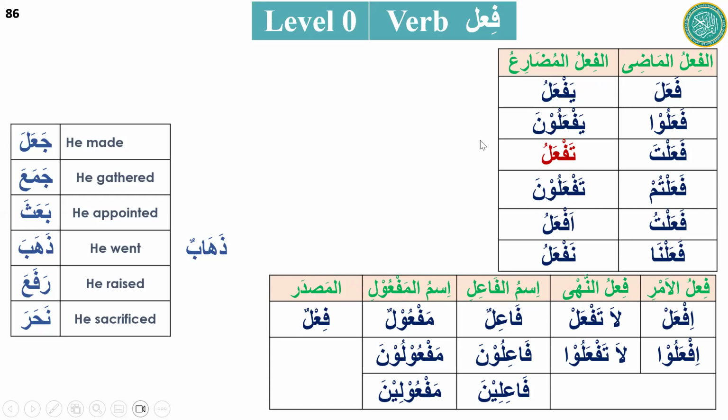Okay. So last week when we started this table, if you see here, fa'ala, yaf'alu. So a three letters word, one, two, three. If we take ja'ala, it will be the same. Ja'ala yaj'alu. Jama'a yajma'u. Ba'asa yab'asu. Dhahaba yadhhabu. Rafa'a yarfa'u. And nahara yanharu. So before starting the next one, let me ask someone to practice here. I will ask Ayan.